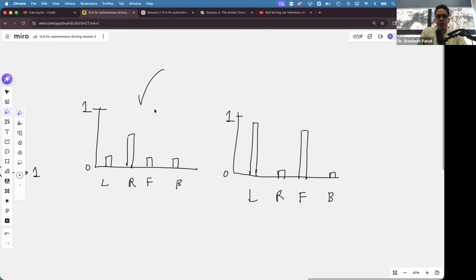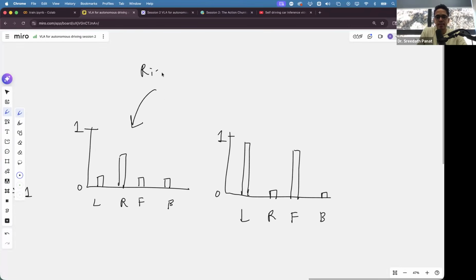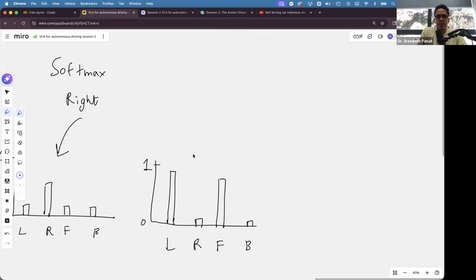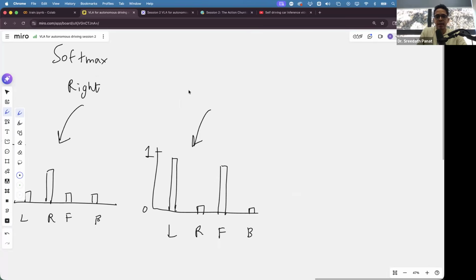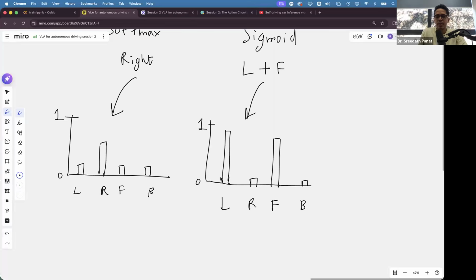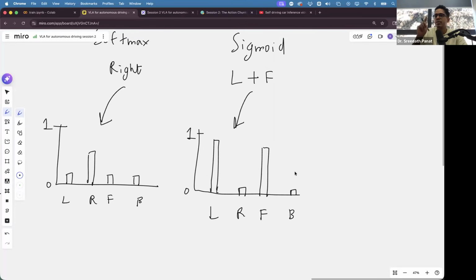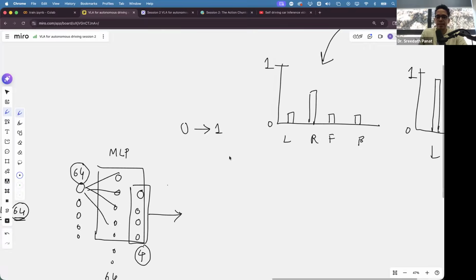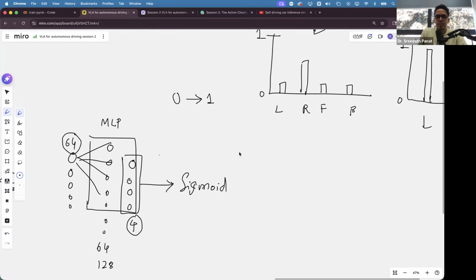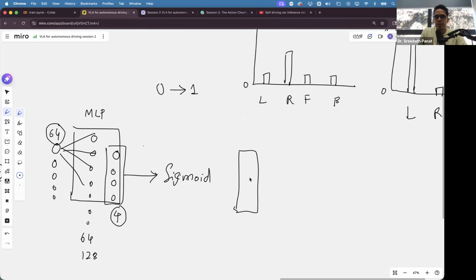In this graph, what you are telling the model is just take right. And this is what softmax will result in. But in this graph, what you are telling the car is, take left while going forward, which means it will go forward and take left. And this is the result of sigmoid. Because sigmoid can convert individual numbers between 0 and 1. It will not, however, convert the whole set of numbers into one probability distribution. So what you really need here is sigmoid, which will convert these four numbers into individual probabilities between 0 and 1. And now you can take the action.